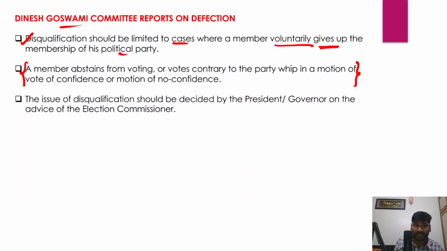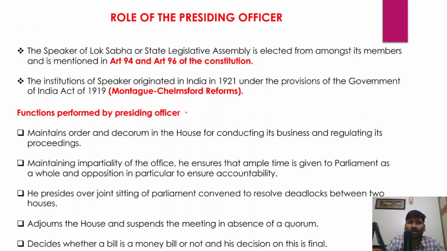And in fact, it clearly says that a member abstains from voting or votes contrary to the party whip in a motion of vote of confidence or motion of no confidence. This is a very important recommendation made by a number of committees. In fact, the National Commission to Review the Working of the Constitution has also recommended that the power to decide anti-defection petitions should be transferred to the Governor and the President, on the advice of the Election Commission of India, right? So these are some of the recommendations made by the Dinesh Goswami committee.